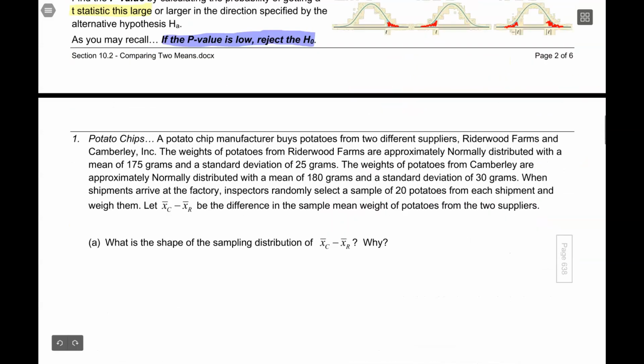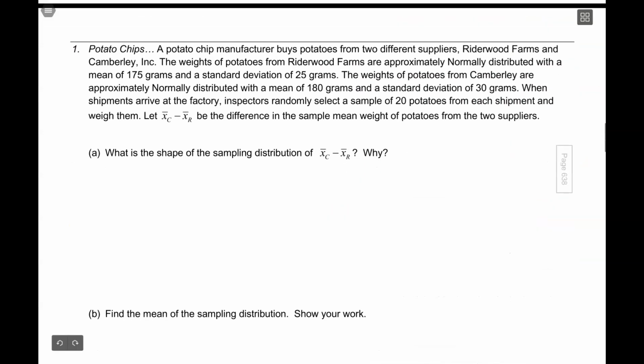All right, folks, we're done with page 2. Let's jump into page 3 now. And really, this page is about the sampling distribution of x bar 1 minus x bar 2. We have one example here. It's about potato chips. Let's go ahead and take a look.